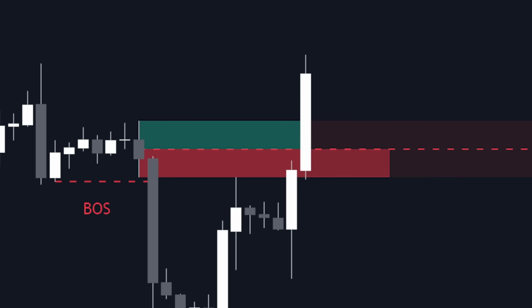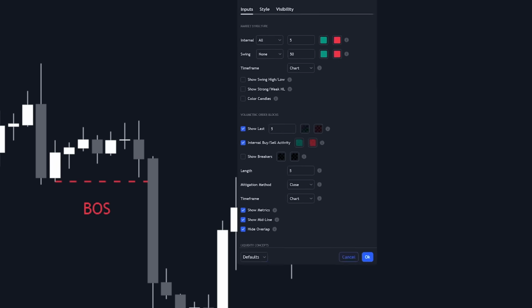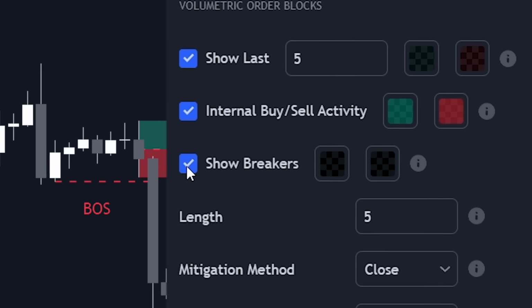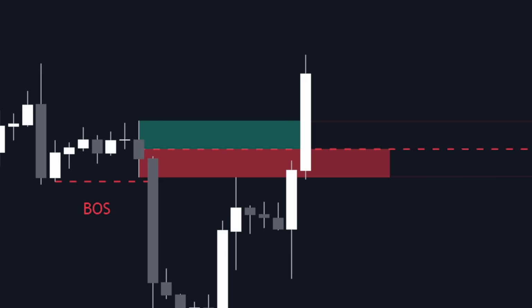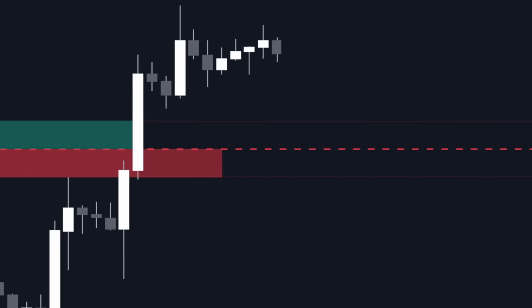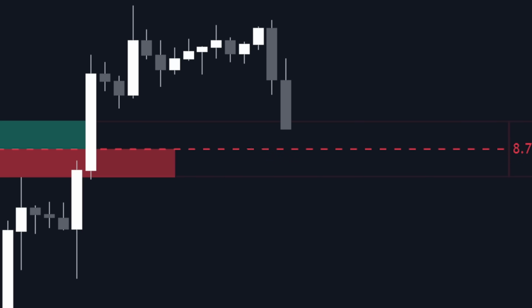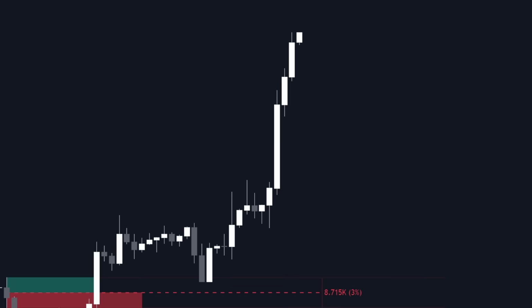But if the price does return to that order block and it's mitigated, we can go back to settings and enable breaker blocks. This will plot the level where the order block was mitigated, and as the price returns to this level, we can use it as a break and retest to seek longs as a potential reversal setup.